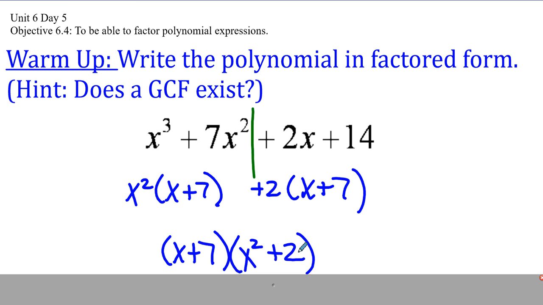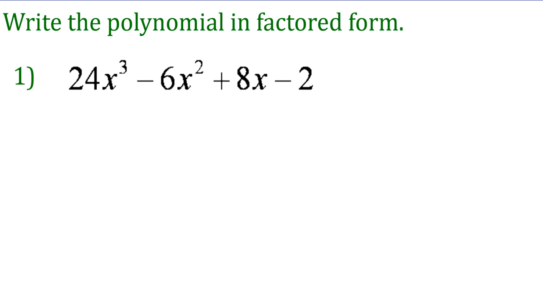And again, to double check and make sure this is correctly factored, we could take the x plus 7 times x squared and the x plus 7 times 2, and we'll end up back with the original polynomial, right? x to the third plus 7x squared plus 2x plus 14. And so that's our goal. Whenever we're factoring, we're still maintaining the value of the original polynomial expression, just writing it in its more basic components. So let's take a look at another example here.